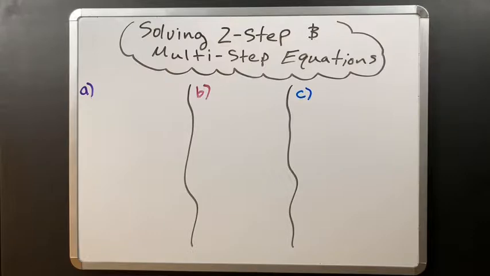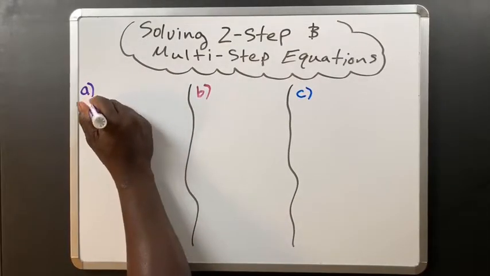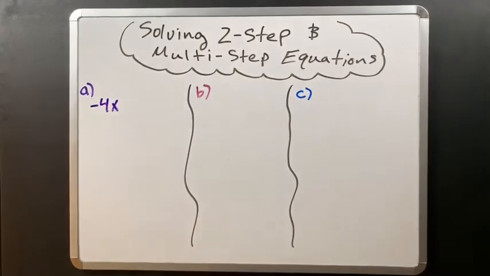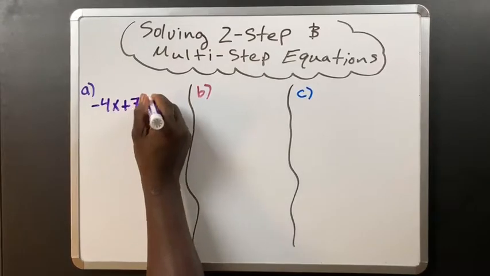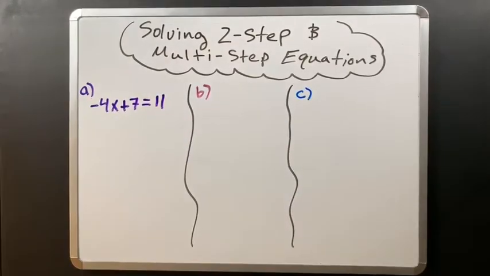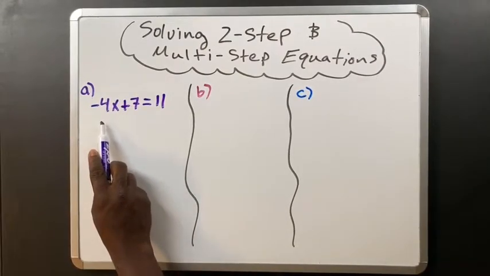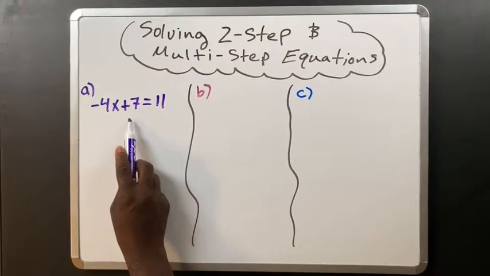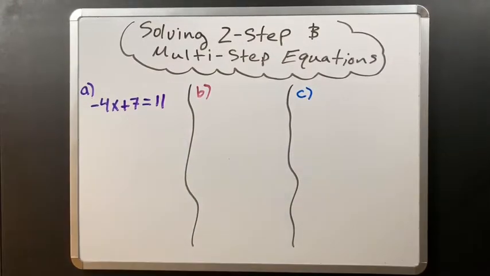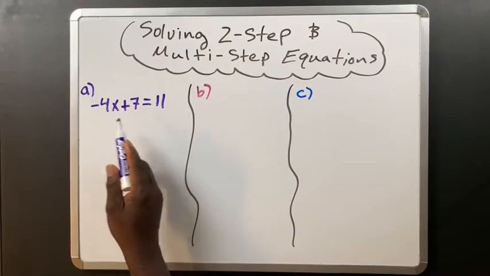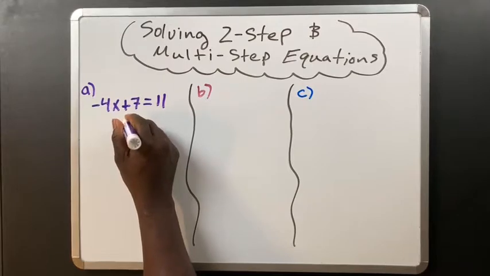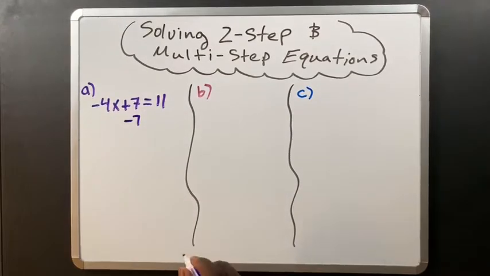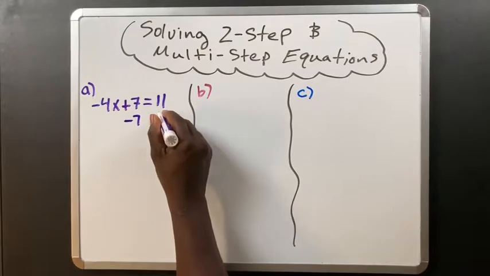Here we have a first equation of negative 4 times x plus 7, and that equals 11. All right. Now, in examining this, we need to get rid of this coefficient, negative 4, and also positive 7, which is a constant. But we get rid of the constant first and then the coefficient. So what's the opposite of adding 7? Right, subtracting 7. Whatever you do to one side of the equation, you do to the other.